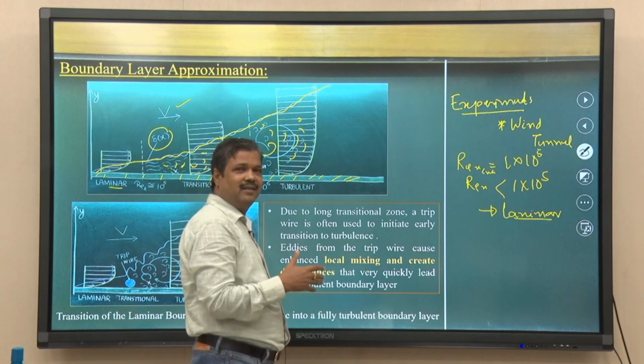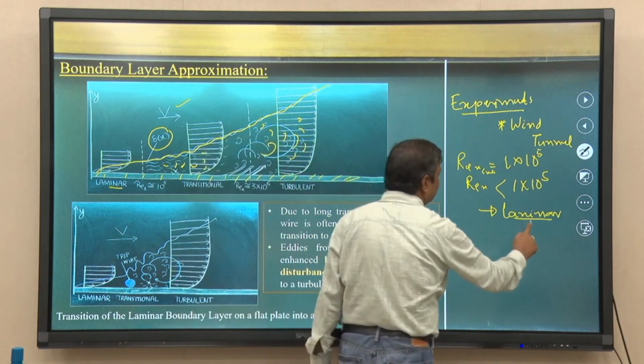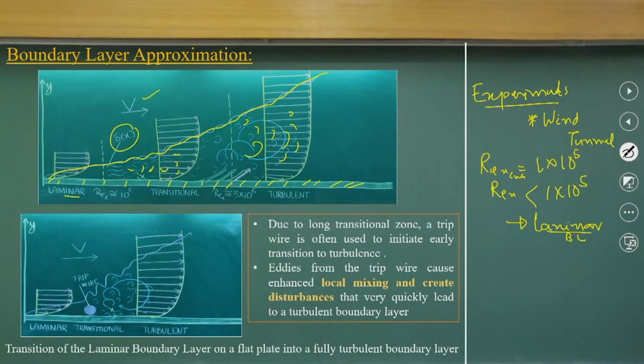So, if you have laminar and turbulent boundary layers, we can find out these Reynolds numbers because you know the free stream velocity, you know this x value, you know the fluid kinematic viscosity. So, you can find out whether it is below this critical number, which is 1 lakh. If it is less than 1 lakh, then that is really a laminar boundary layer.